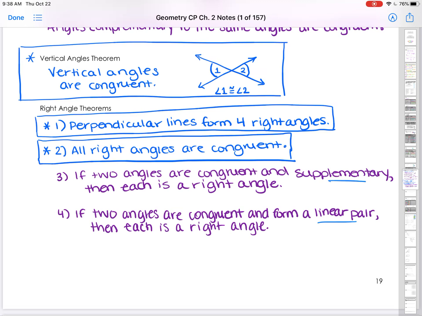And I know that if two angles are congruent and supplementary, then each is a right angle. If two angles are congruent and form a linear pair, then each is also going to be a right angle, and that's because supplementary and linear pair basically mean the same thing.